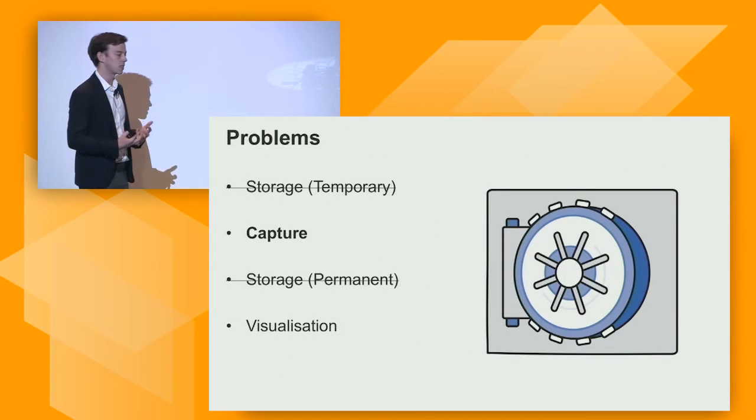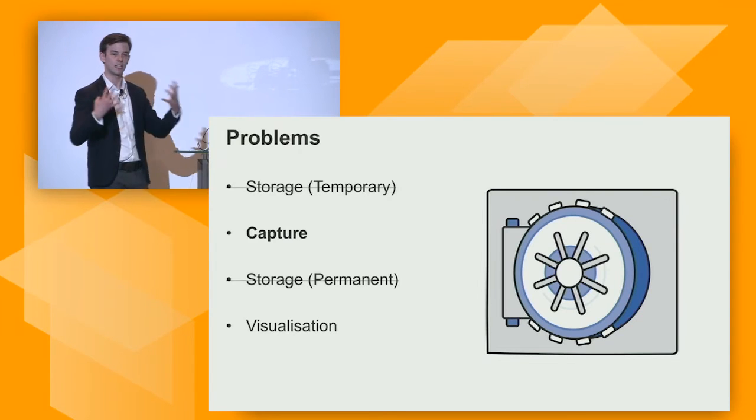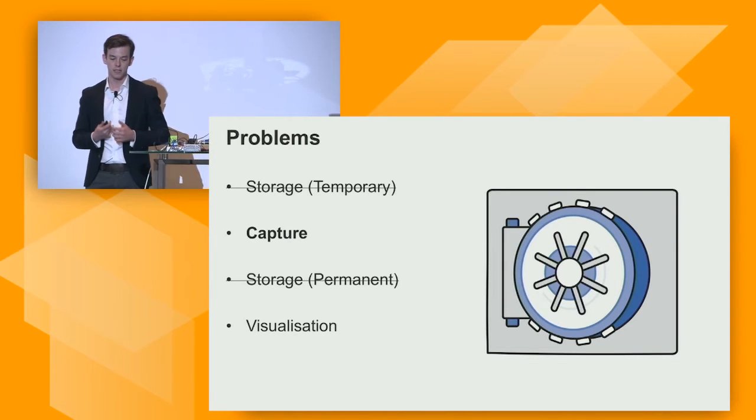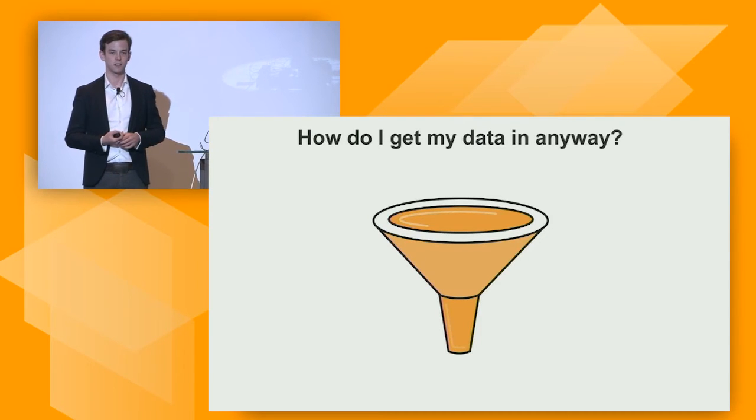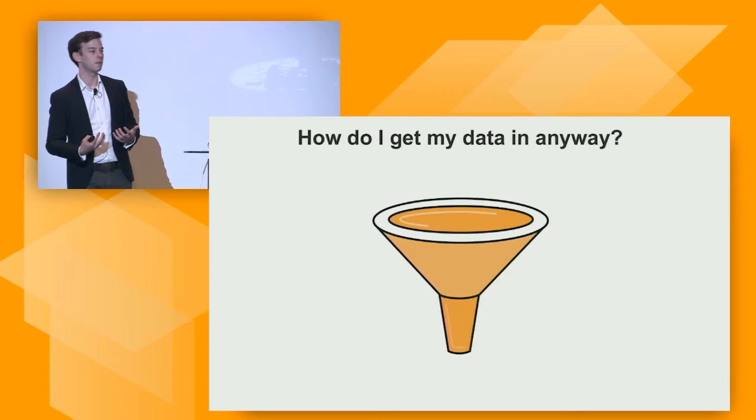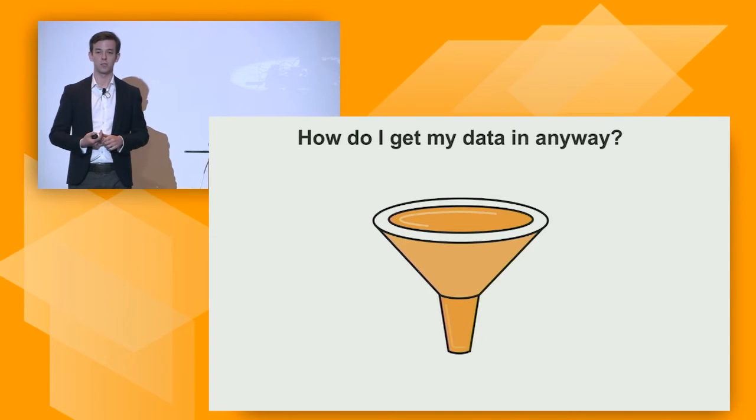So now I've got somewhere to store my data, I actually need to get it off of the instance in the first place. And how do I do that? What approach do I use? Many of you will be familiar with things like the Logstash forwarder, or even building things into your application.